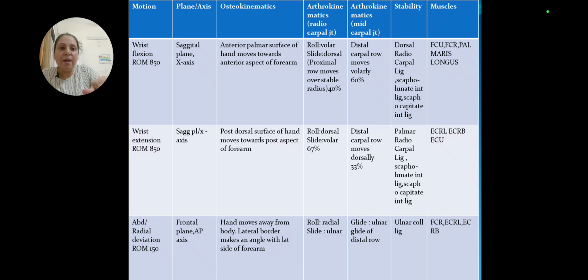The hand is moving, that is, if you can see, the lateral border is making an angle, if I can show it from this hand, with the lateral side of the arm. This is called radial deviation. The hand is moving away from the midline of the body, and the lateral side of the hand is making an angle with the lateral side of the forearm.